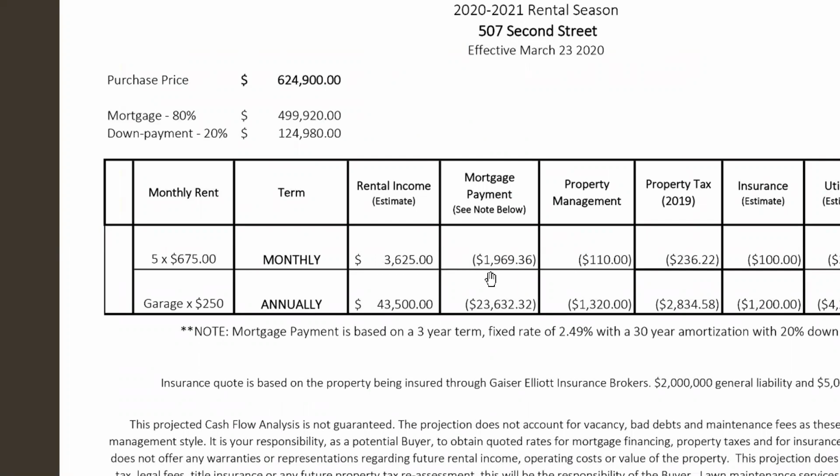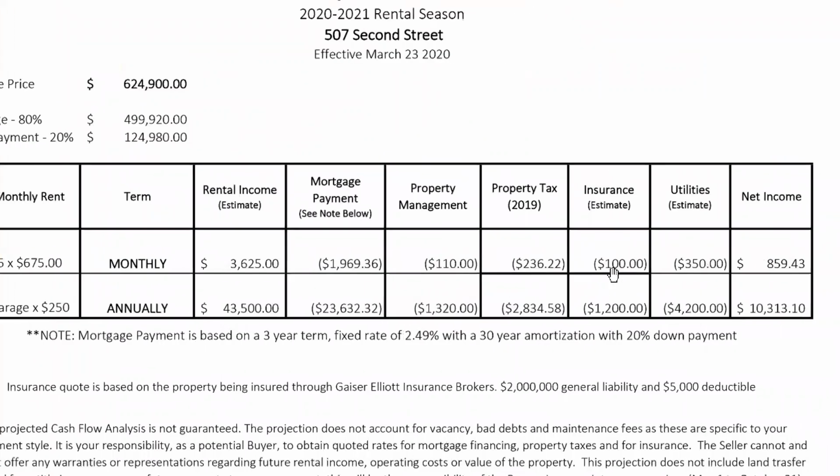Your mortgage would have been $1,969. Property management is $110. Property tax is $236. Your insurance is $100. Your utilities are $350. That means your net income after all expenses paid was $859 per month, positive cash flow. On an annual basis, your net income would have been approximately $10,000, positive cash flow.